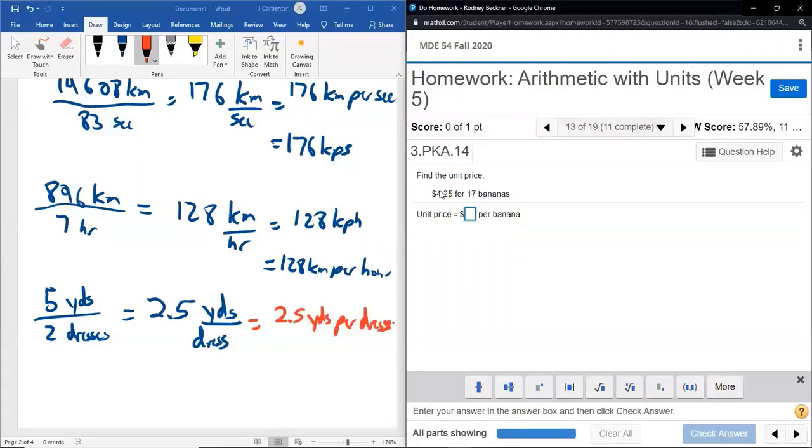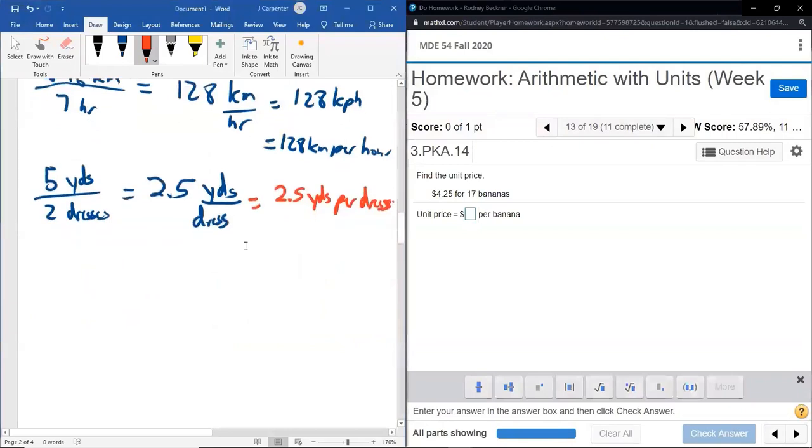And I don't really see a reason to think about a cost per gram of banana. It would be much easier to think about a cost per banana. Going cost per gram in that protein problem made more sense, logistically speaking. So we got $4.25. And that $4.25 bought us 17 bananas of all shapes and sizes.